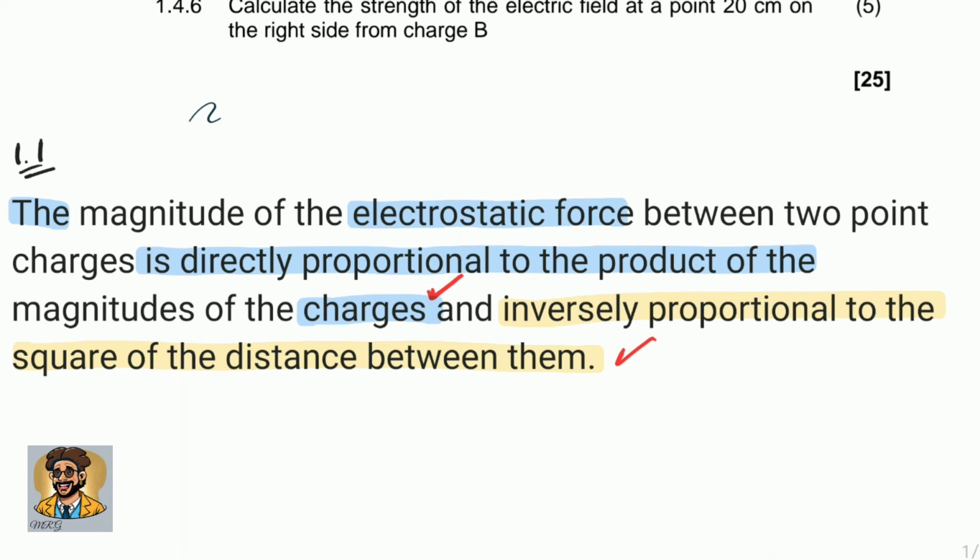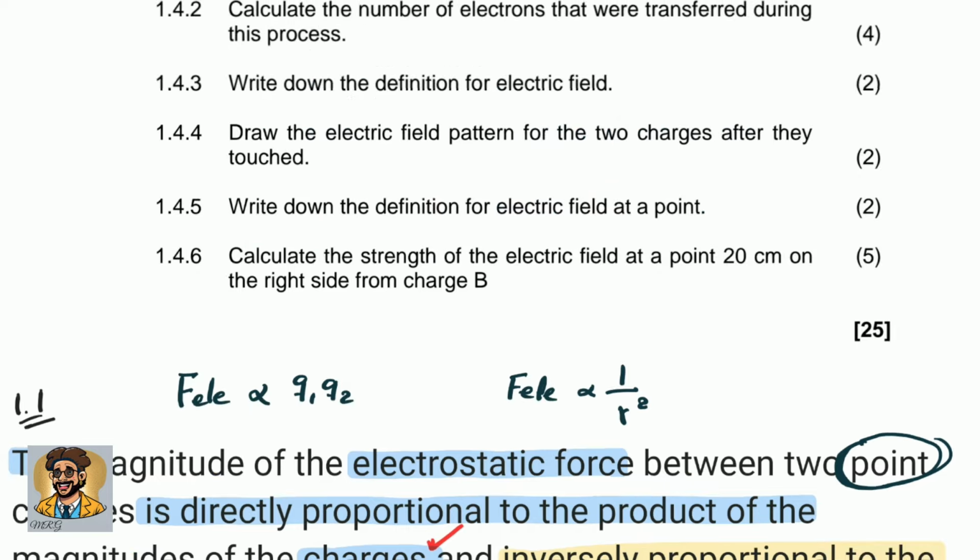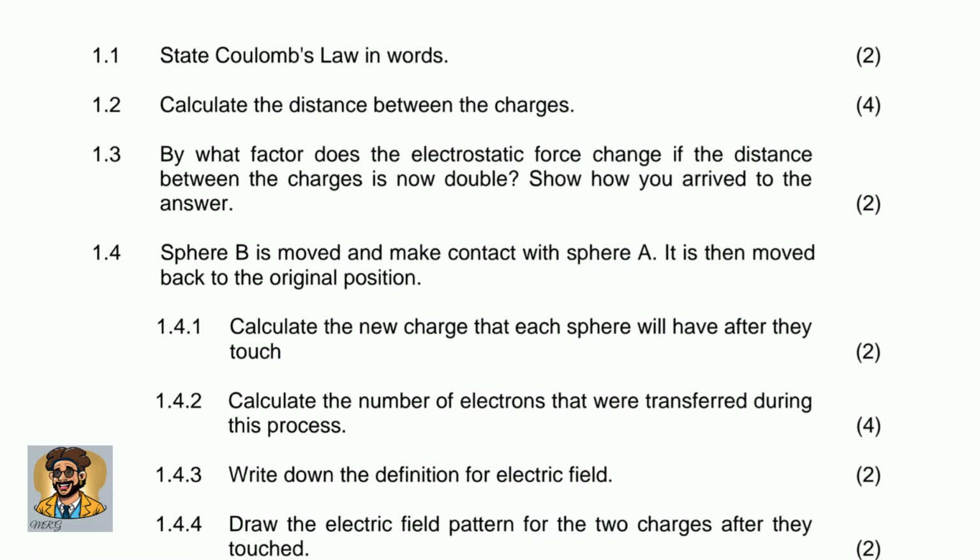Guys, we can write this one in symbols and say that the electrostatic force is directly proportional to the product of the charges. It means if you change one of the charges, the electrostatic force will change, alright? And the electrostatic force is inversely proportional to the square of the distance between those two charges. Now note, I'm speaking about point charges, not objects. So this is question 1.1. It is quite simple and it is very easy to get those 2 marks.